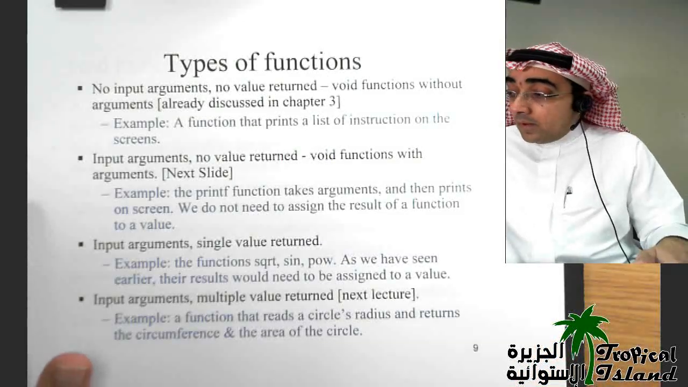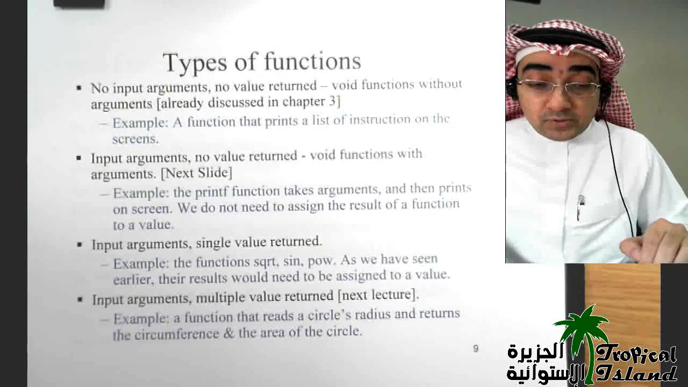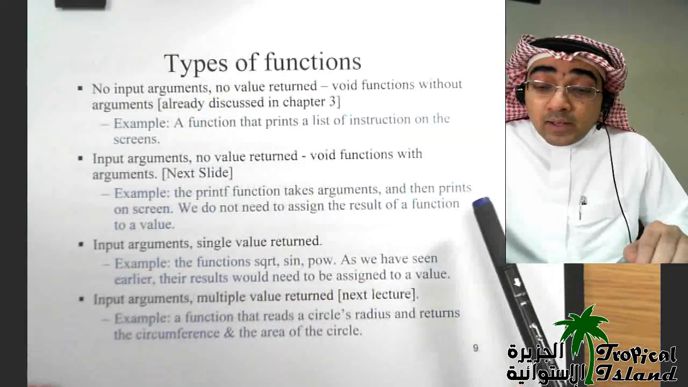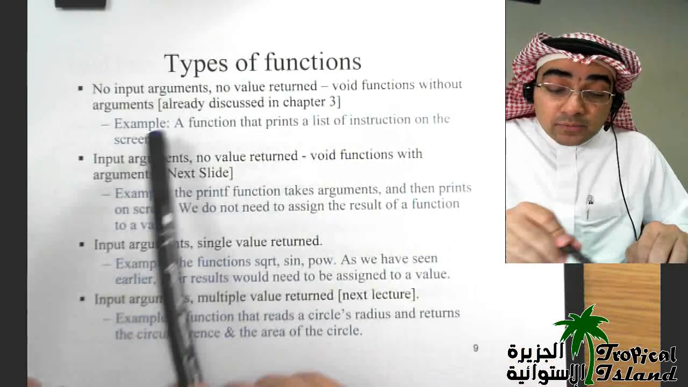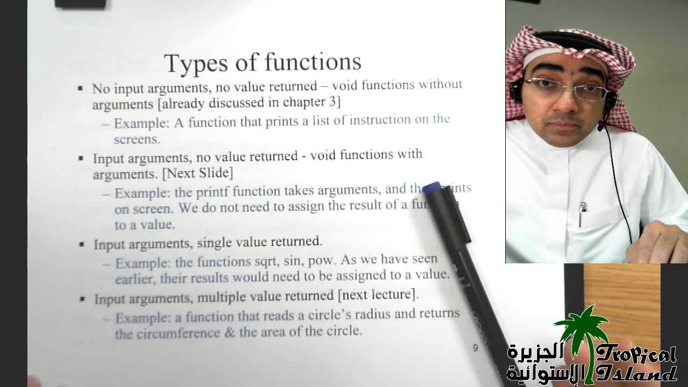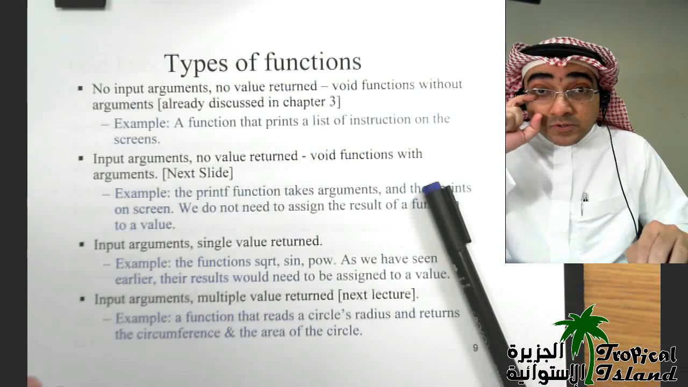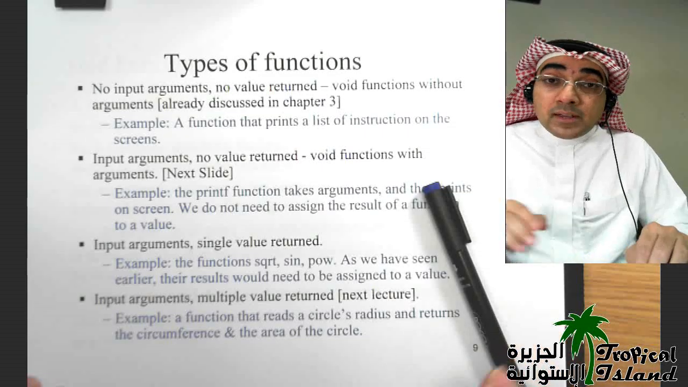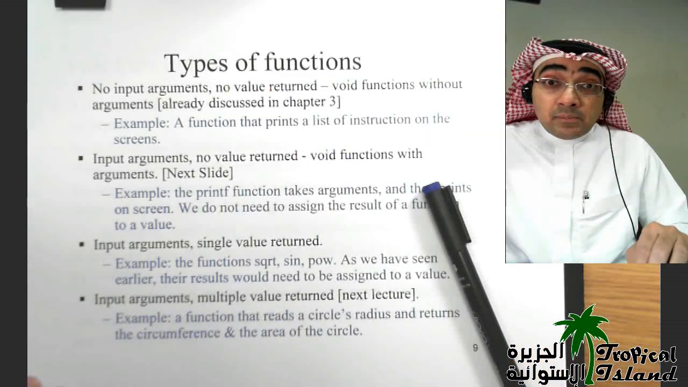Okay, let's talk about types of function. There are functions that have no input argument and no value returned. These are void functions without arguments. An example is just like the example I gave you in the beginning. If you want to print something on the screen as soon as you run your program, for example, you want to print your name, you say this program is written by Akram Ahmed.